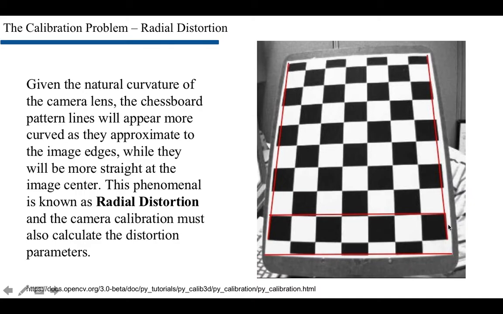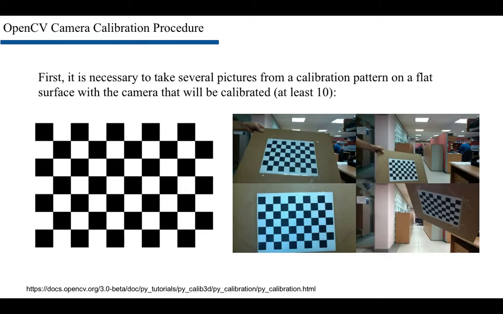If this is a straight line, due to the internal optics of the camera lenses, which are not flat, they distort the image. We will have this curvature. This phenomenon is known as radial distortion, and the camera calibration must also calculate the distortion parameters in order to correct them. We won't review this topic of distortion deeply, but it's important to know that there's a distortion in the image, a curvature induced by the use of lenses.